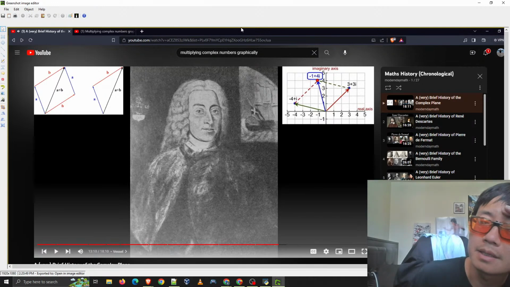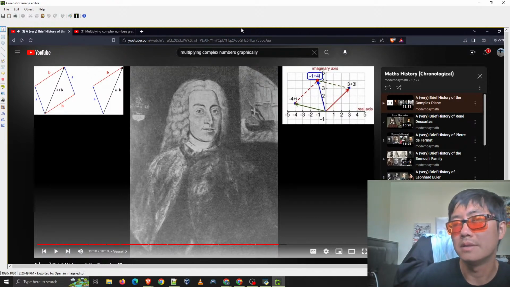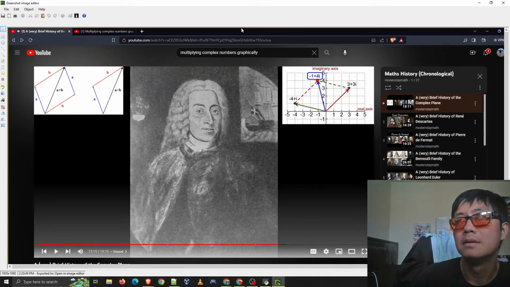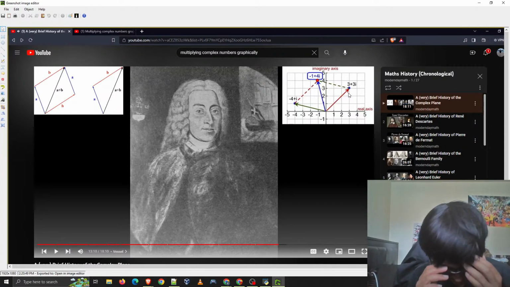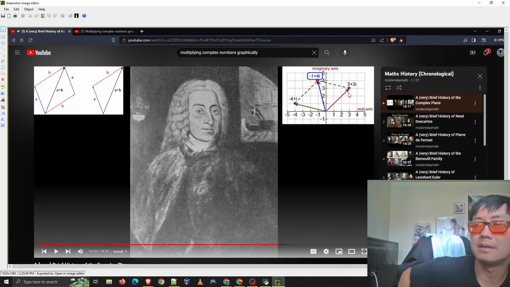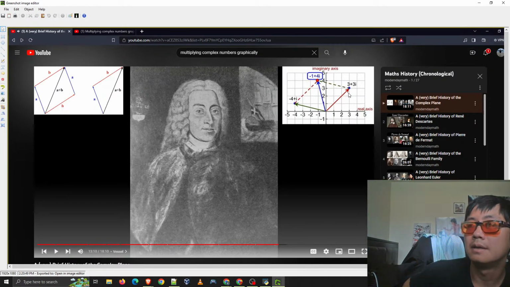So it's a two-step thing. You rotate by the argument, as they call it, the terminology is argument, and then you scale it by the modulus, or another term for absolute value. It's a two-step geometric interpretation, which is a little more complicated than I would think it is as well. Just remember it's a two-step geometric intuition.